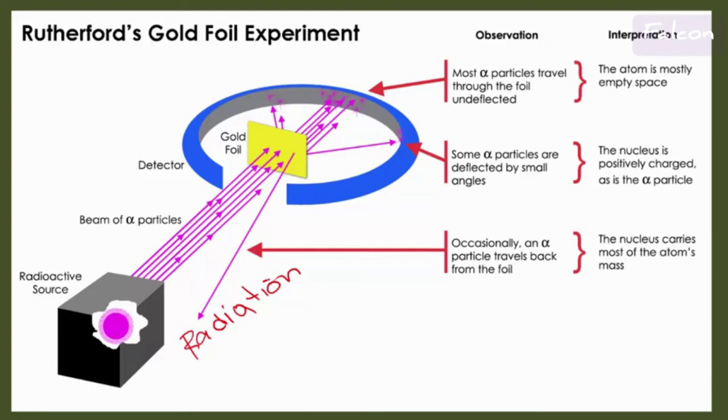So now, before we move on, I just want to refer back to J.J. Thomson's theory. If this was J.J. Thomson's theory, all of those little radiation particles should have bounced completely back, and they don't.